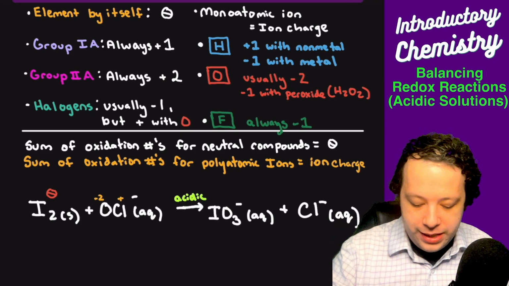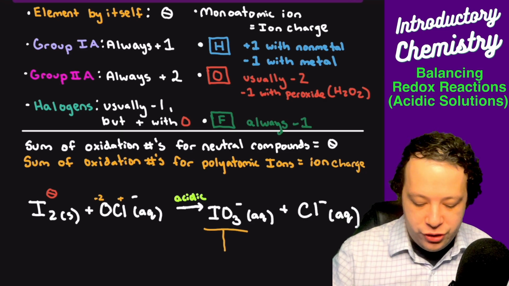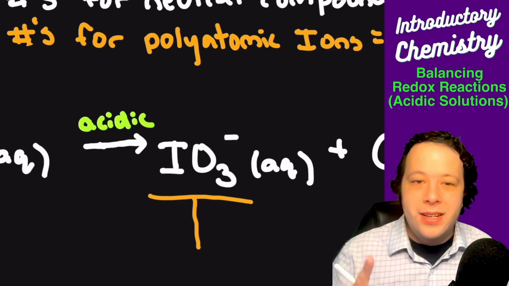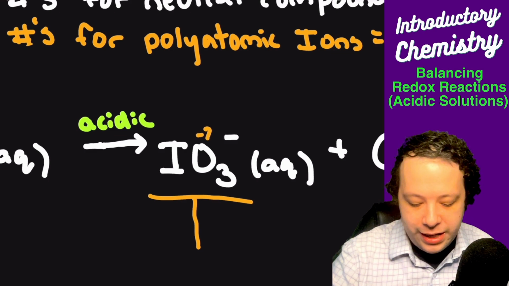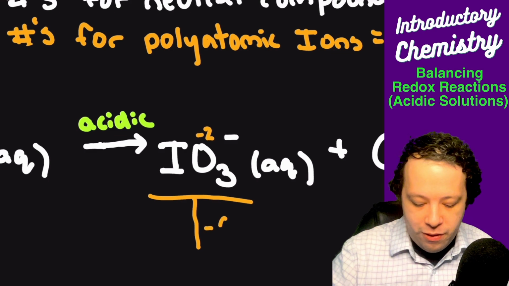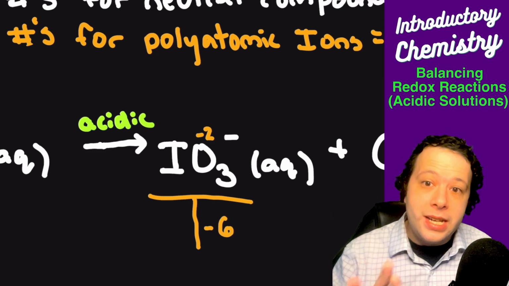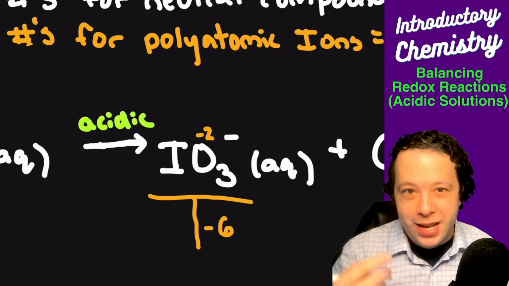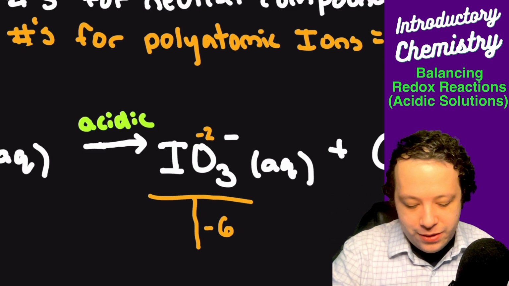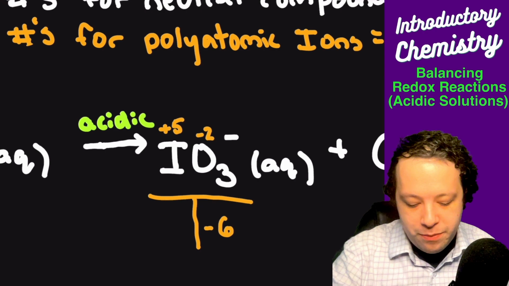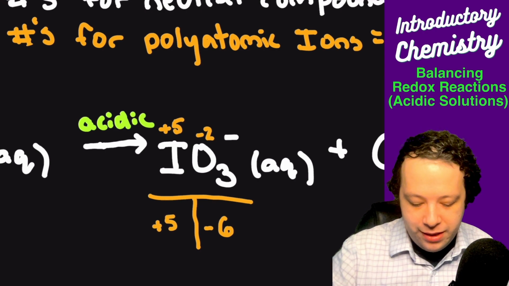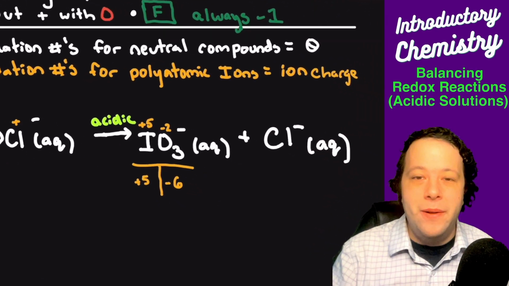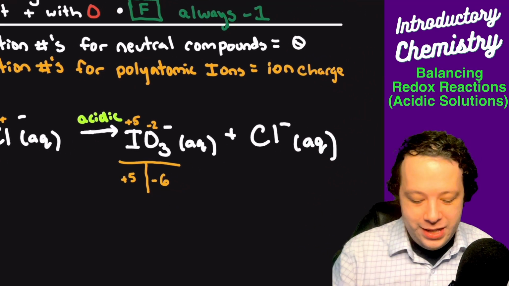One way I like to do these is to make a little chart under each of these species, so that I can help assign oxidation states. If we think, oxygen is -2. That means overall we have a total of -6 for all three oxygens. This helps us do the math in our head for iodine. In this case, iodine must be +5 in order to make the entire thing equal to the -1 charge. And then chlorine is already -1.